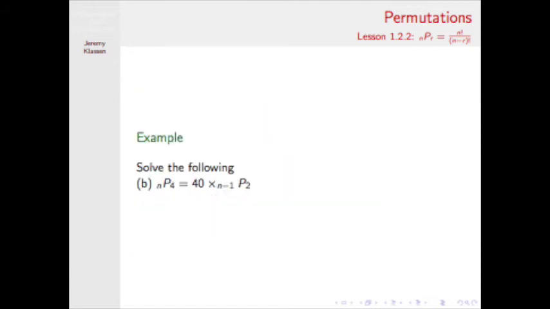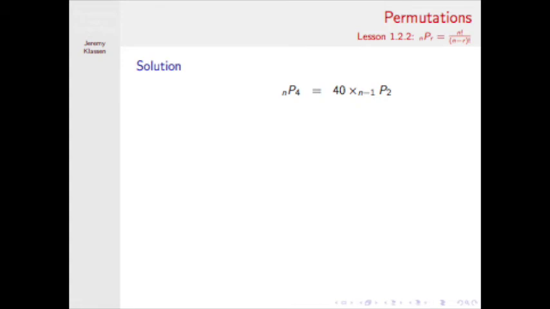Now let's look at another equation. n pick 4 is equal to 40 times n minus 1 pick 2. Now we've got to solve for n. So we'll start our solution by rewriting the equation. And then our next step is going to be to rewrite the permutations here in terms of the factorial notation.